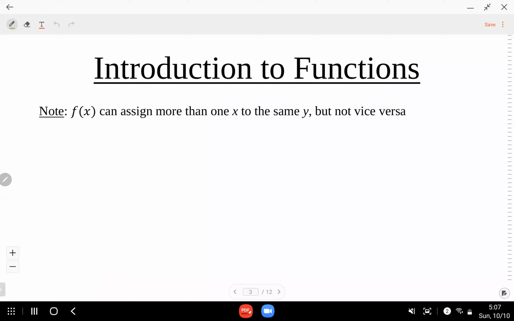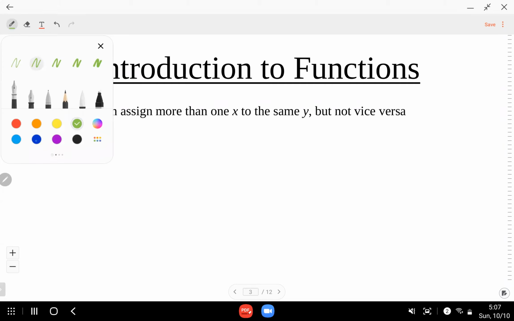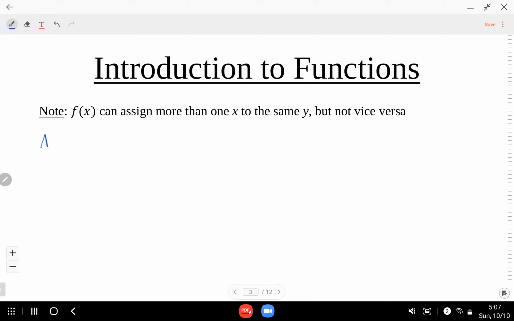So, our introduction to functions. What is a function? A function is a correspondence. Okay, I should probably write this down. Why is it green? So a function is a correspondence.